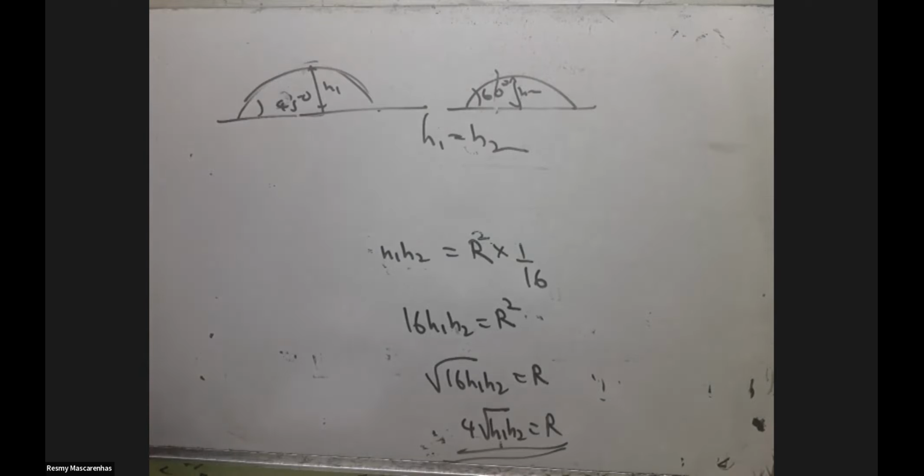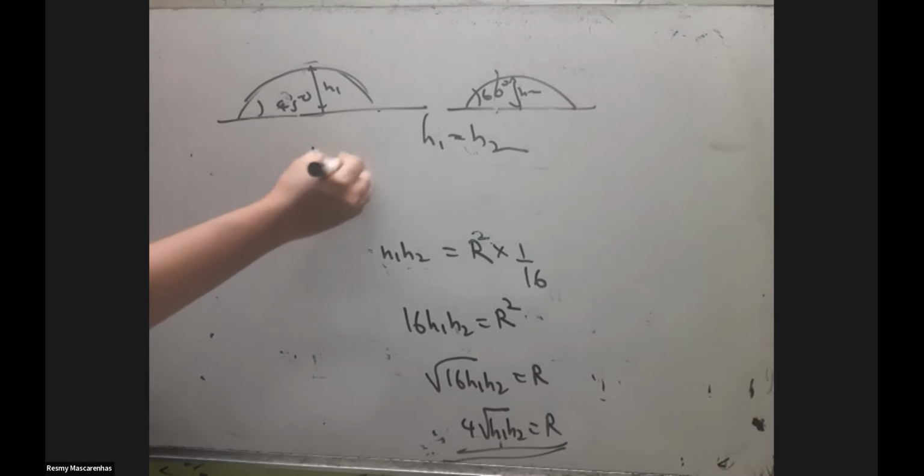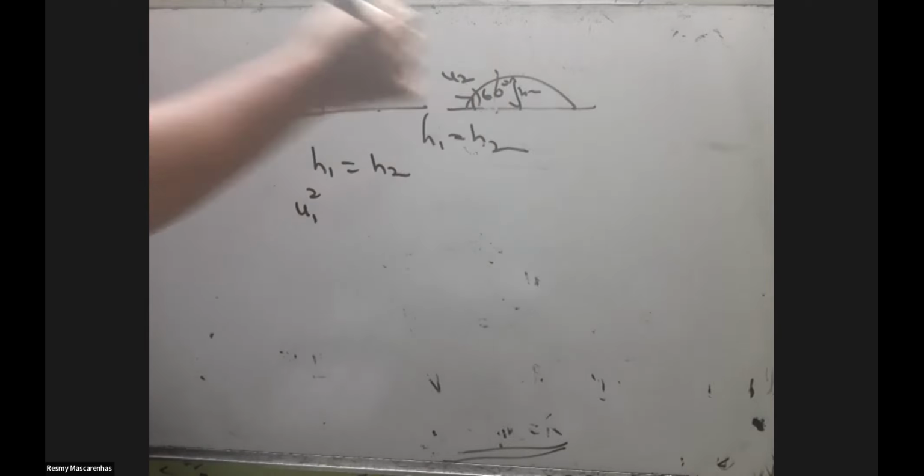So we know that h1 is equal to h2. Height formula everybody knows, it is nothing but u square sine square theta upon 2g. So as per that, this will be u1, because this will be thrown at u1. This would be a different velocity. We don't know which velocities they are thrown at. We only know that the heights are equal.